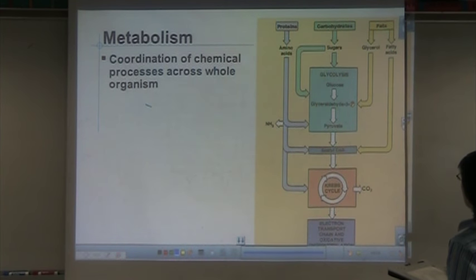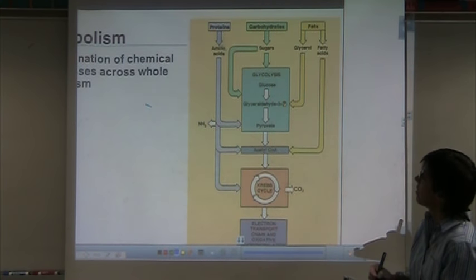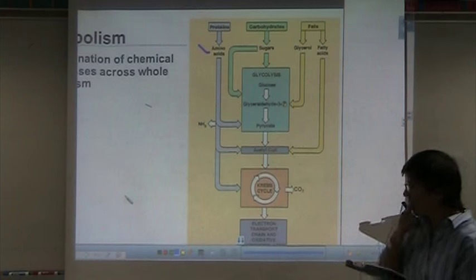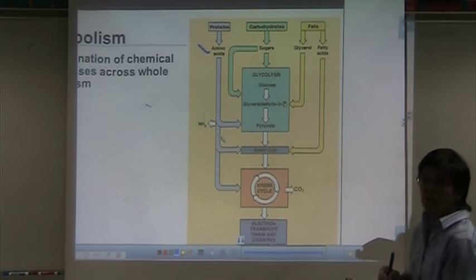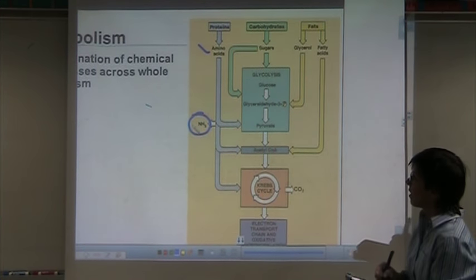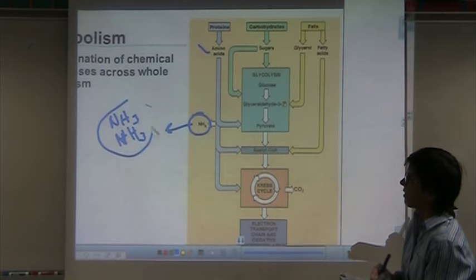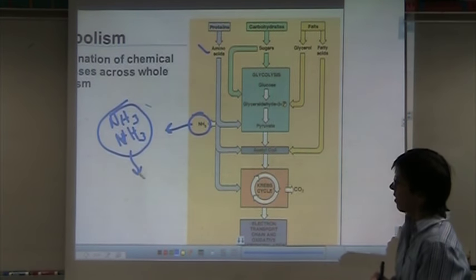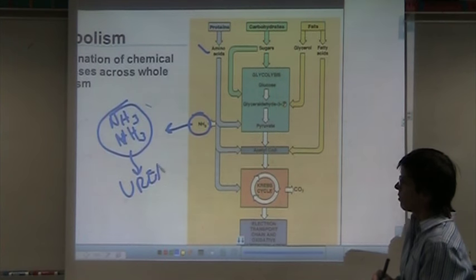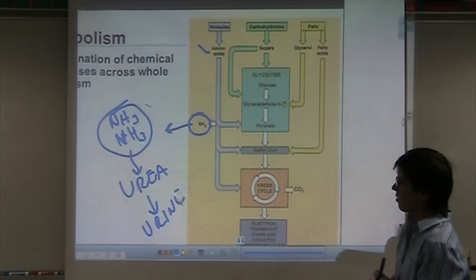Now, what happens with proteins? Remember what I told you about proteins? Proteins are broken down into amino acids by your digestive system. When the amino acids get to your cell, the amino group is released, and your liver is going to combine several of these NH3 groups to make a compound called urea, and that you basically release in your urine.